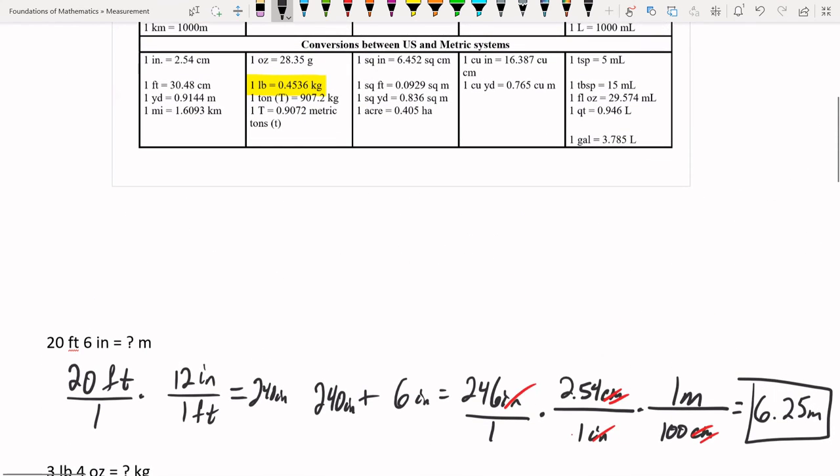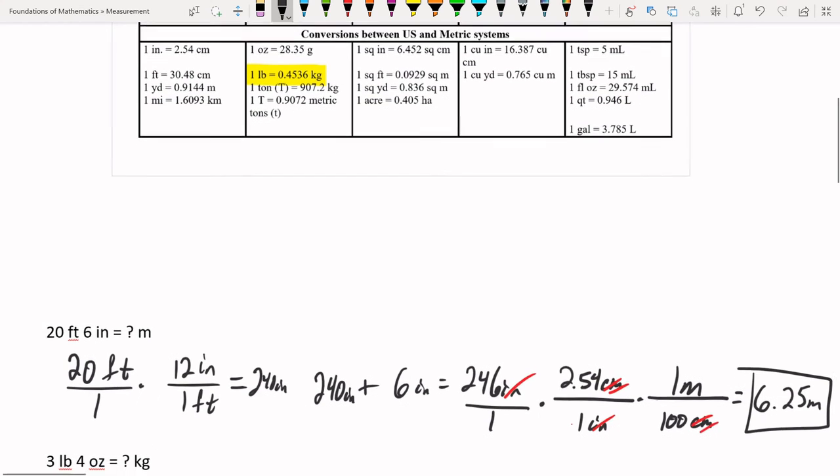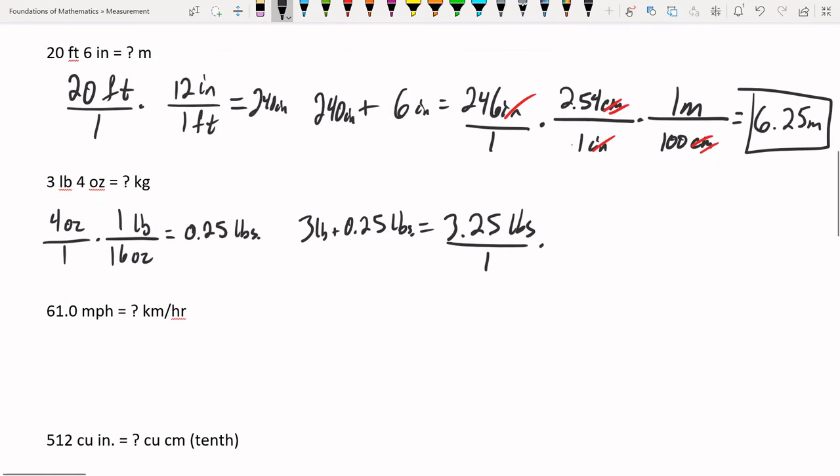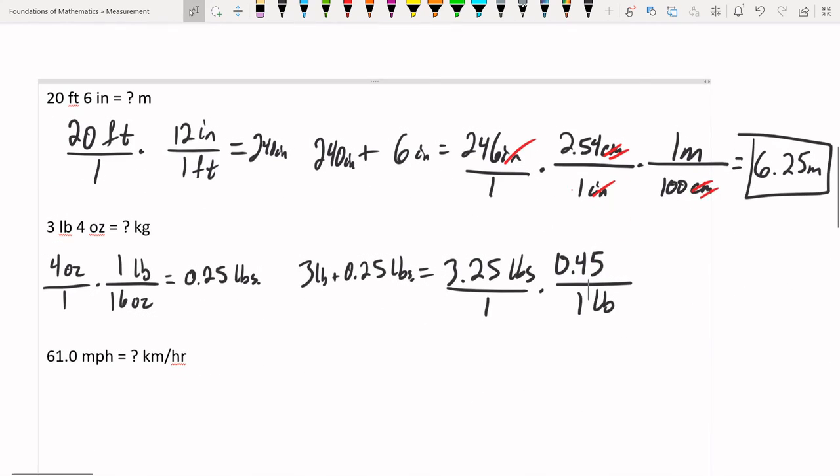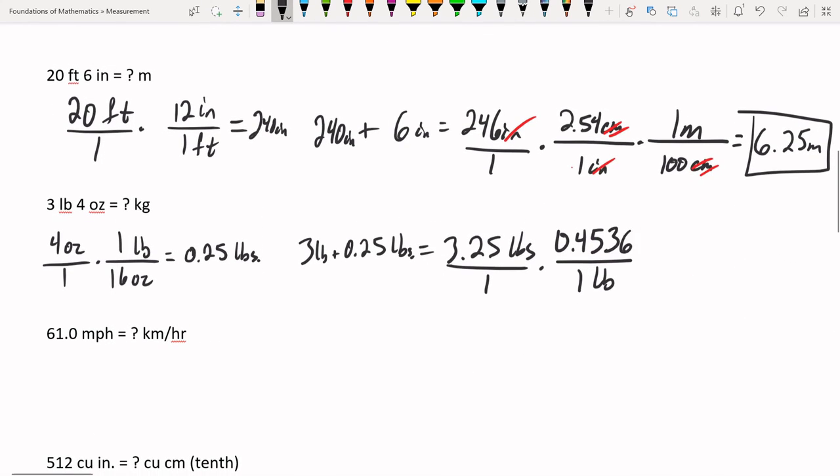And the conversion was 1 pound equals 0.4536 kilograms. Our units cancel. And we get 3.25 times 0.4536. Rounding to 2 decimal places gives us 1.47 kilograms.